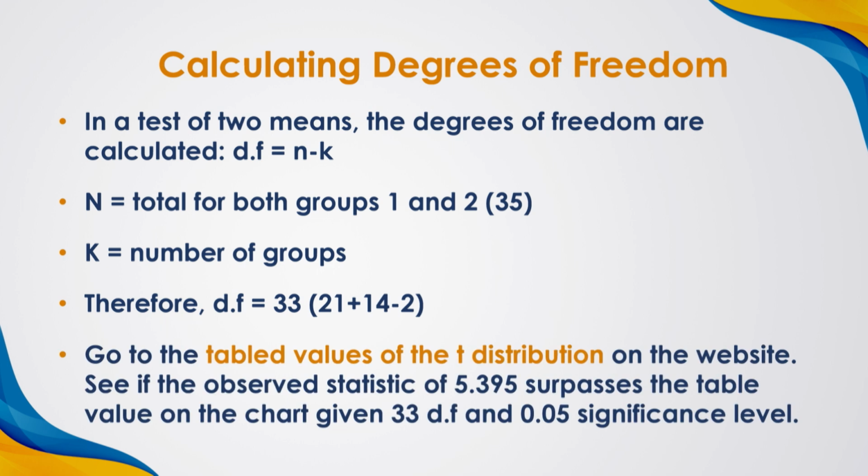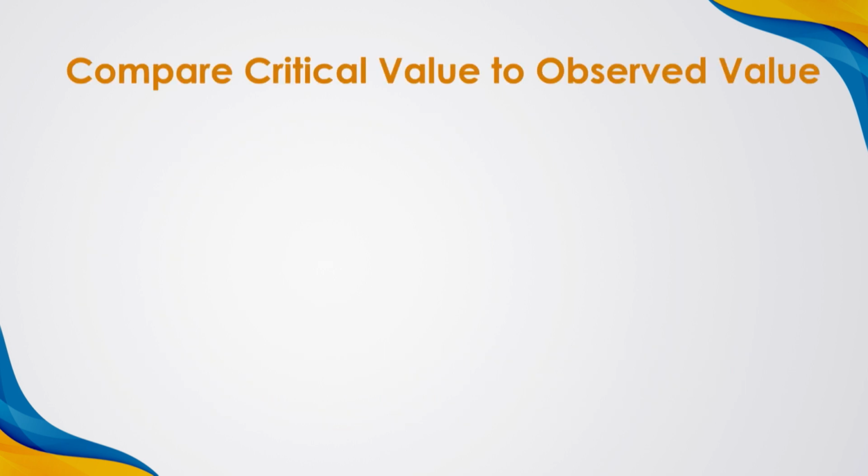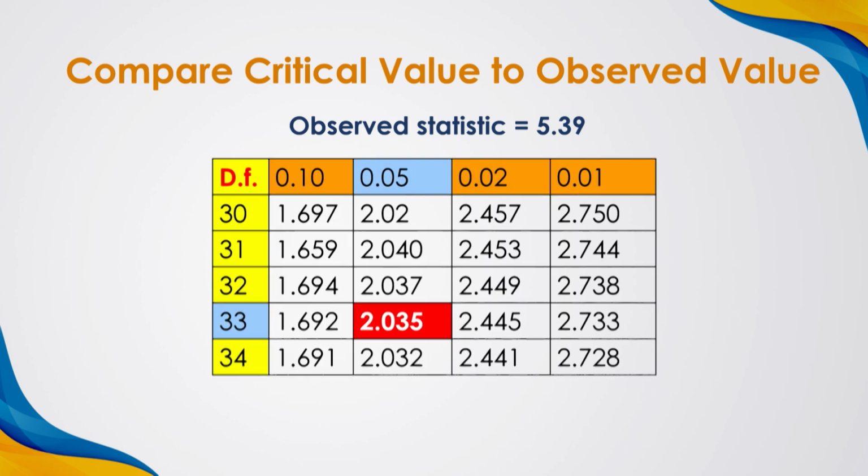And go to the tabled values of the t distribution. The 5.395 is the calculated t statistic, which was in the previous slide. When comparing the observed value, also called the test statistic value, which is 5.39, with the test critical value at 33 degrees of freedom at 5% level of significance, the critical value is 2.35.